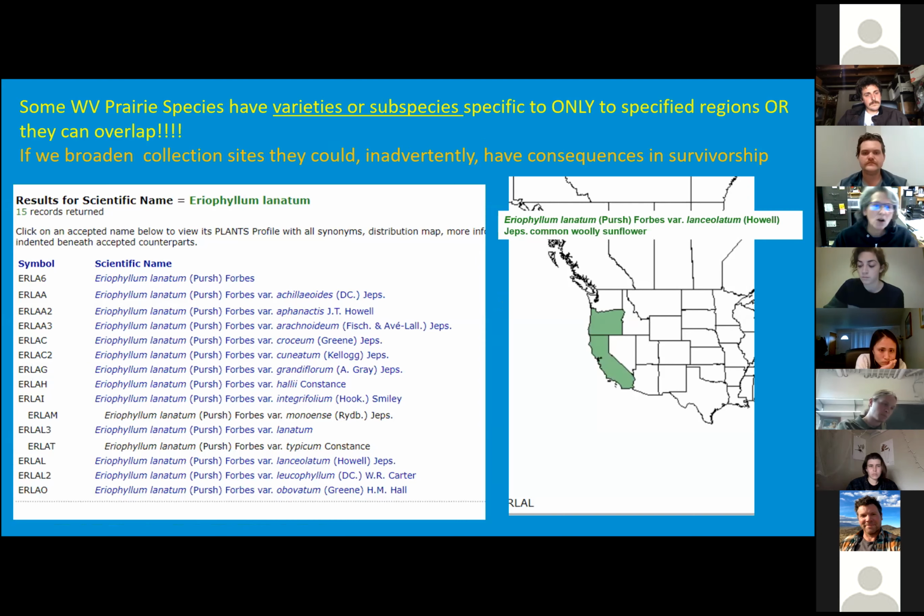Then you have species like Eriophyllum lanatum, Oregon sunshine, it grows everywhere. Well, yeah, but it's different varieties and different subspecies. And so then if you look at just the one that we have here in the Willamette Valley, it's a variety, I can't see under here, a variety of lanceolatum, yes. And it's just in Oregon and in California. So if you start moving things around, say from Idaho, well, it's probably not even the right variety that we have growing here. So there could be genetic consequences of that.